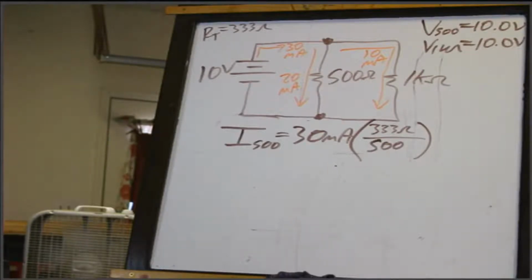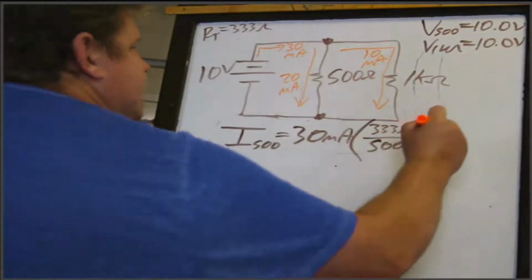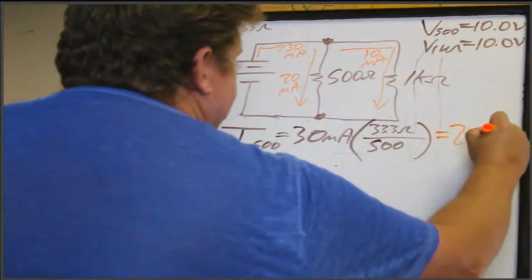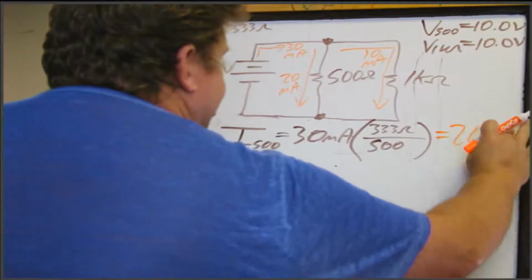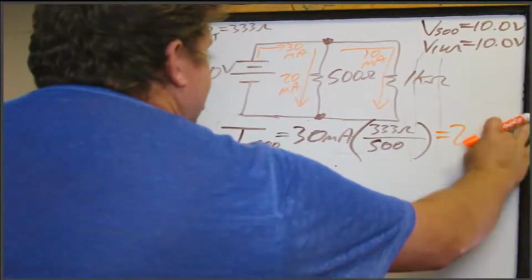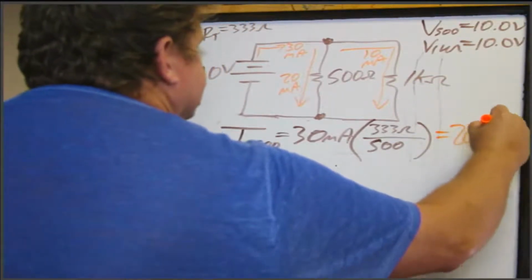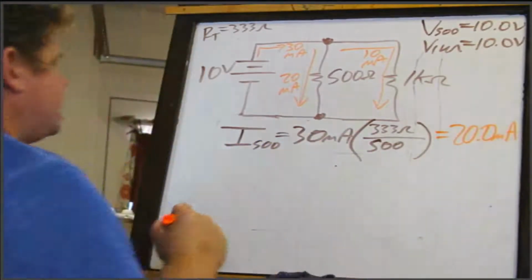So 30 times 333 divided by 500. Ooh, that one rounds up to a nice number. That looks good. Okay, well, I get 19.98, which rounds up to 20 milliamps. And I guess more specifically, since we are rounding it up, we should say 20.0 milliamps. Okay?